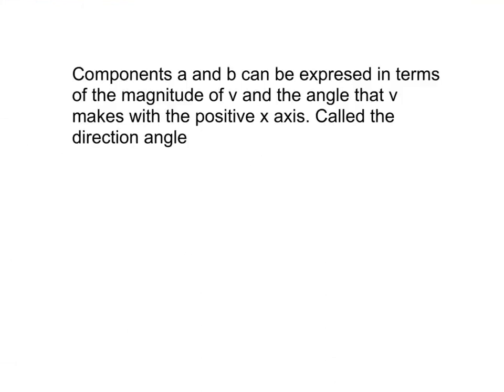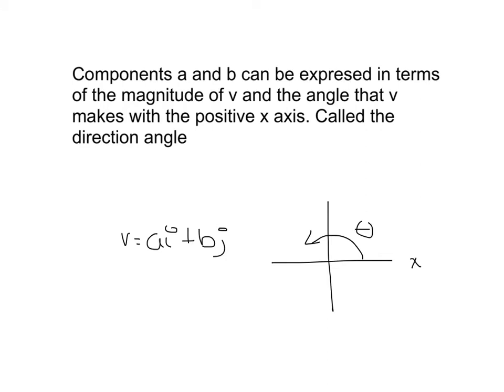All right, so something else I want to talk about is the components a and b. So let's say I have vector v equals ai plus bj. We can take those components a and b and we can express them in terms of the magnitude of the vector and the angle that it's making with the positive x-axis, which we're going to call the direction angle. So for instance, say here's my x-axis, here I have my angle theta, and say this is my vector. Here's my vector, initial point, terminal point, with some type of magnitude, and we're calling those components a and b.